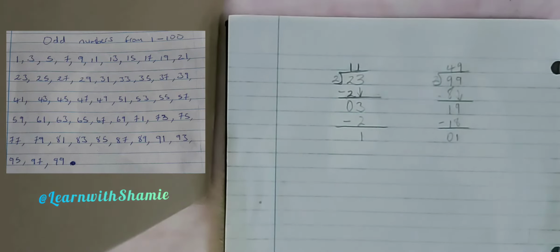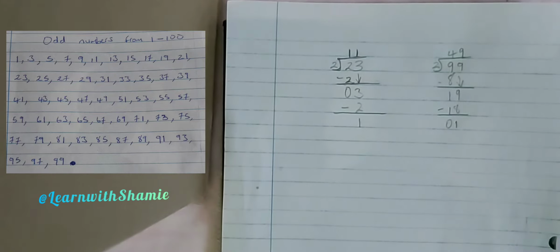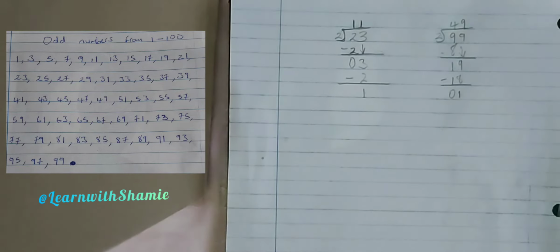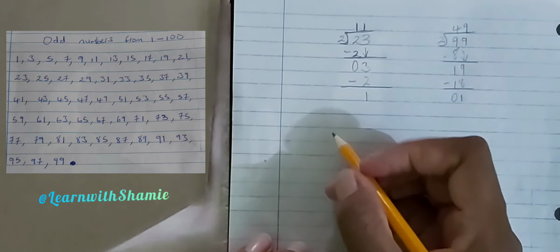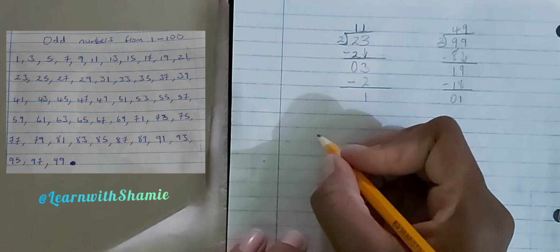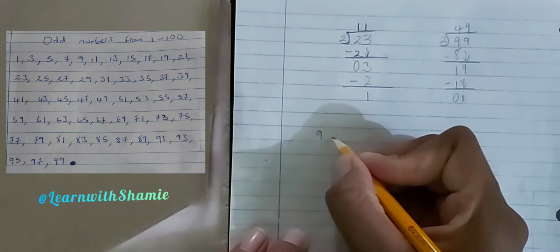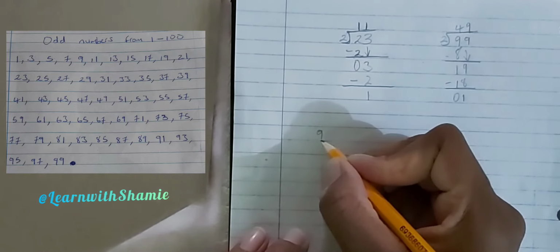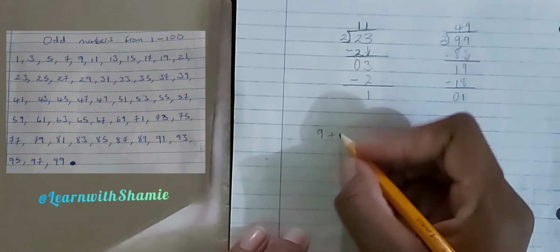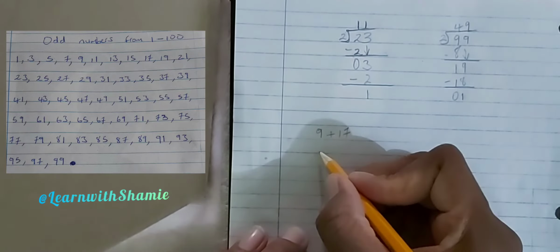The next thing about odd numbers: the sum of 2 odd numbers is always even. The sum of 2 odd numbers is always even. So we're going to choose 2 odd numbers. Let's choose 9 plus 17, right? So let's add them.